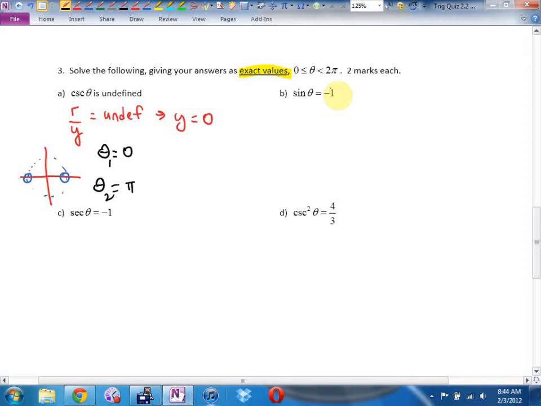Sine theta equals negative 1. Oop, a little alarm bell would be going off. Because although sine is negative, which suggests it's in one of two quadrants, sort of, it's going to be right on one of my four arms. It's not going to be in an actual quadrant. So two ways I can do this one.